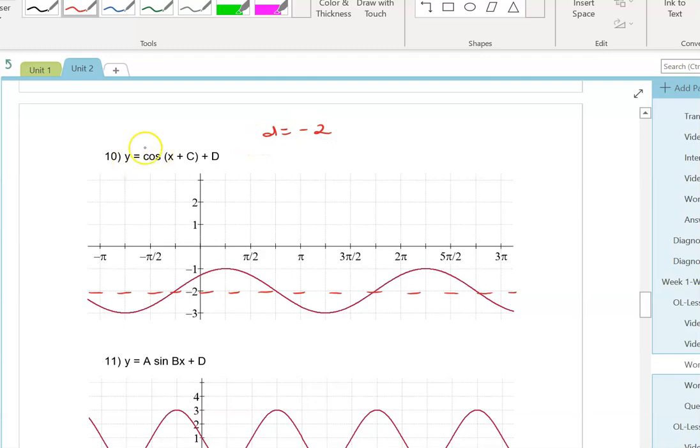I can see it's a cos graph. So I want to find out where cos starts. I'm going to start it here. It starts at the amplitude, comes down, and goes up to here. That's one cycle of cos.